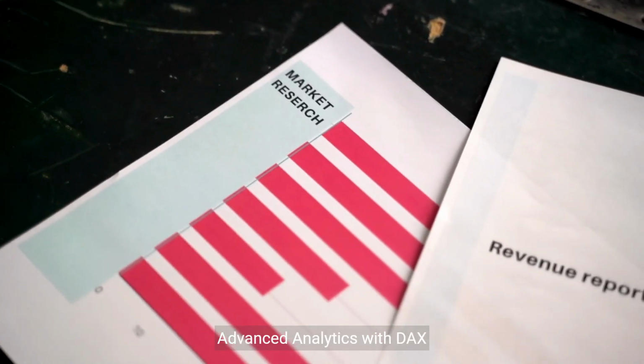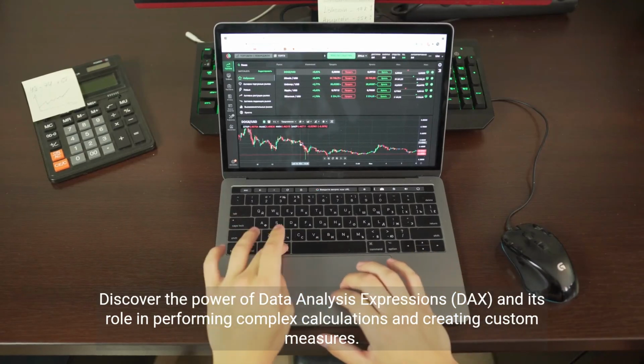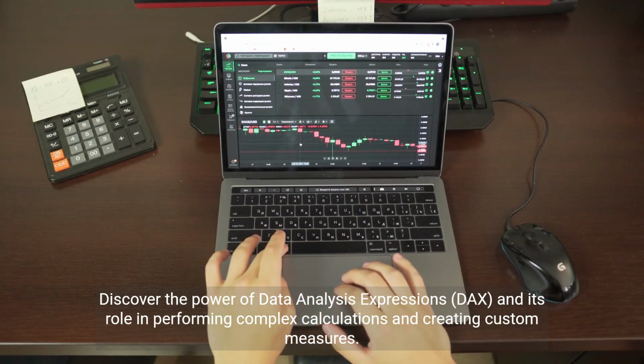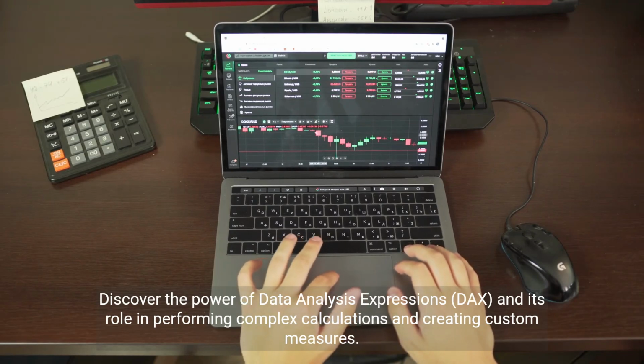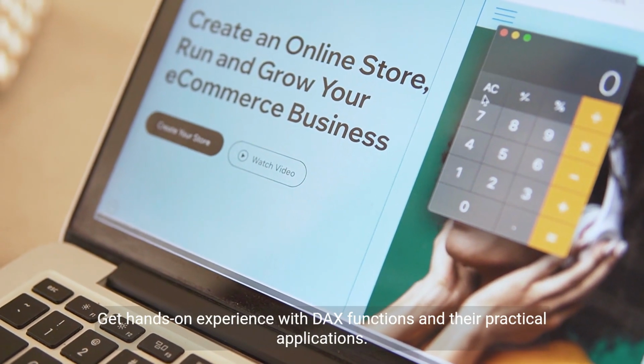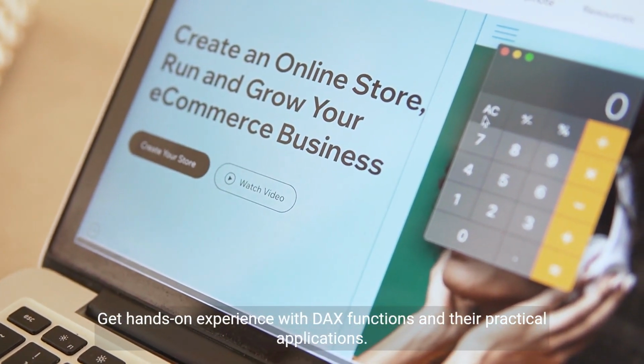Advanced analytics with DAX. Discover the power of Data Analysis Expressions, DAX, and its role in performing complex calculations and creating custom measures. Get hands-on experience with DAX functions and their practical applications.